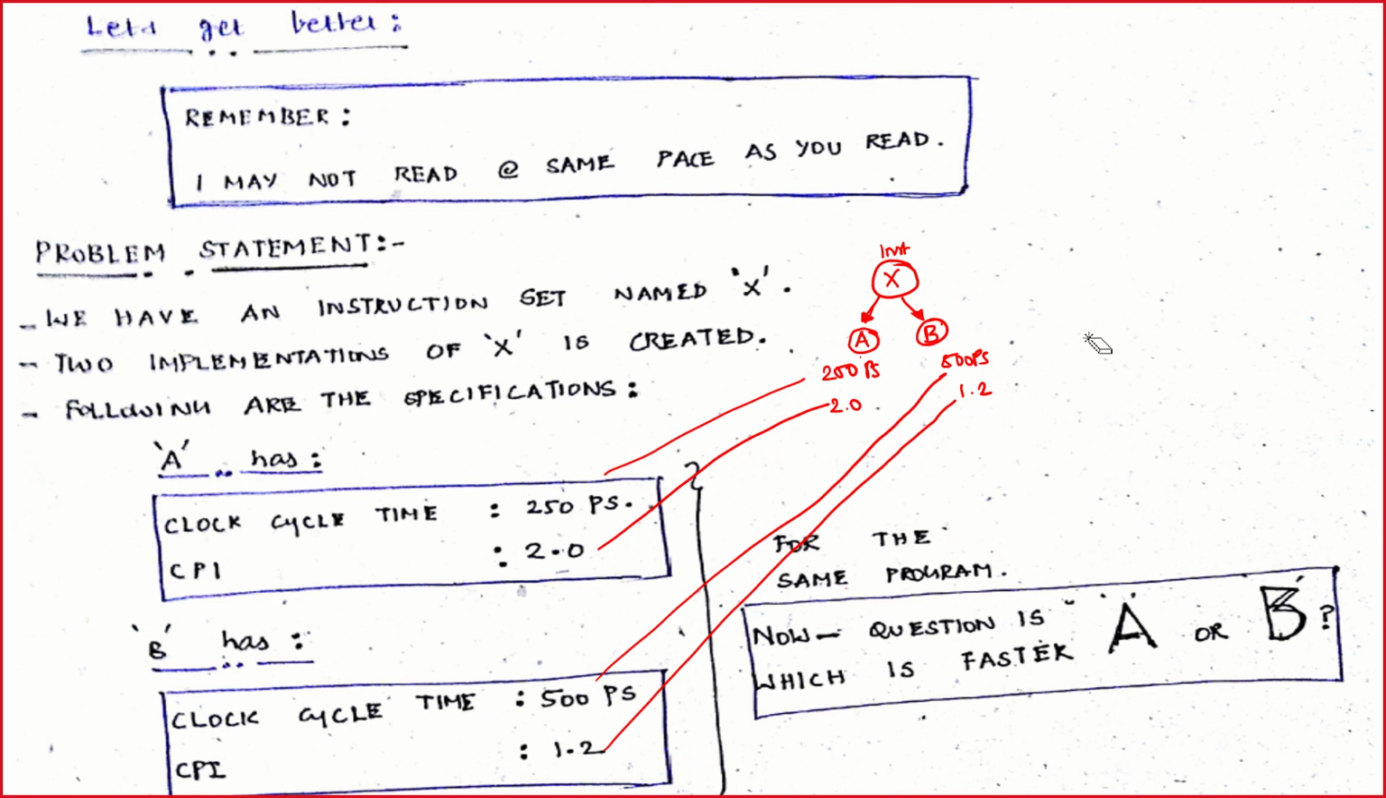The question is very simple. I have got an instruction set, and the instruction set is used to write a program. We have written a program now. The program is run on two different implementations of the same instruction set. One is called A, another one is called B. Which is faster or which is slower is the question.